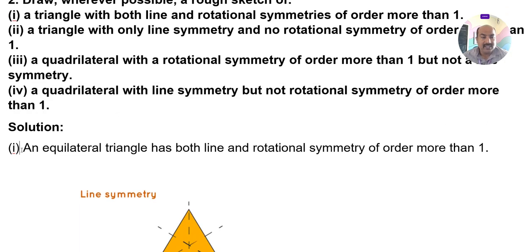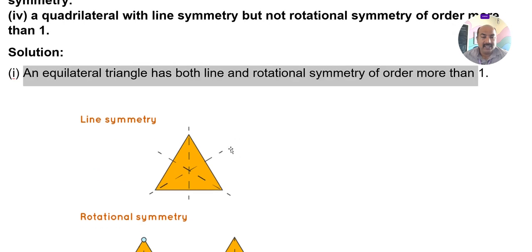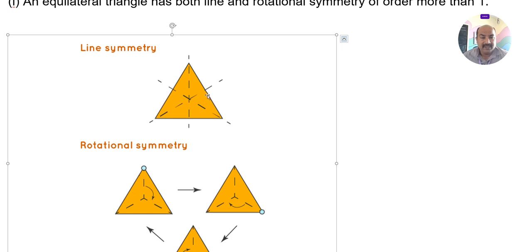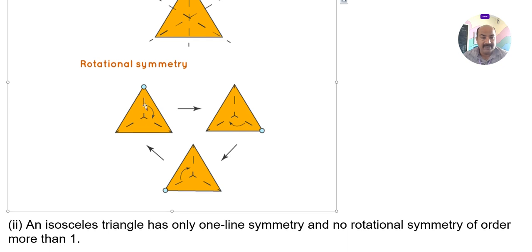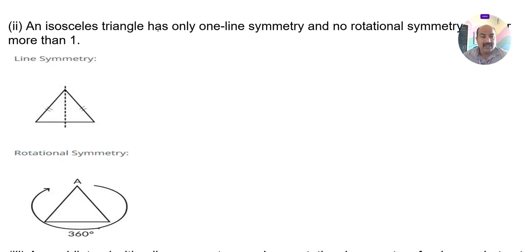Solution. First one, an equilateral triangle has both line and rotational symmetry of order more than one. Here the line symmetry is like this. Three lines are there. Line symmetry, rotational symmetry, same. Rotational: this is the rotation and this is the rotation.